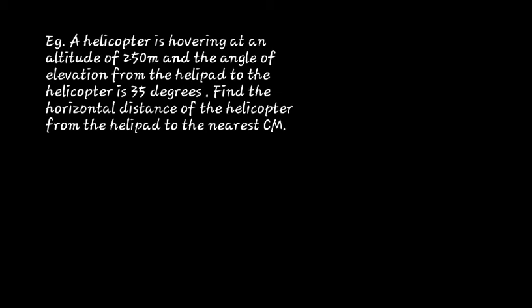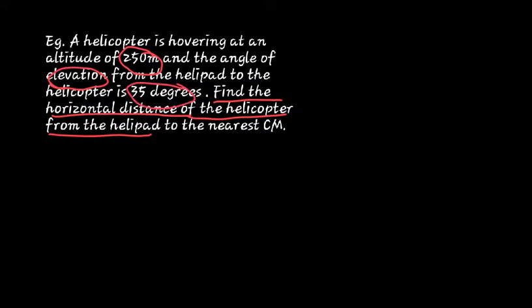Okay, so using our 5S strategy, we need to underline the key terms. So what's our question? We're going to underline that. Find the horizontal distance of the helicopter from the helipad. And then we need to circle the key information. So we've got 250 metres, we've got elevation, and we've got 35 degrees as our key thing.